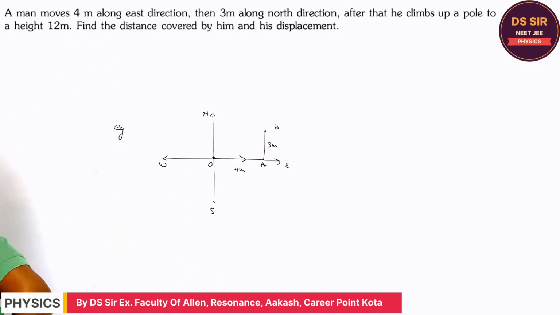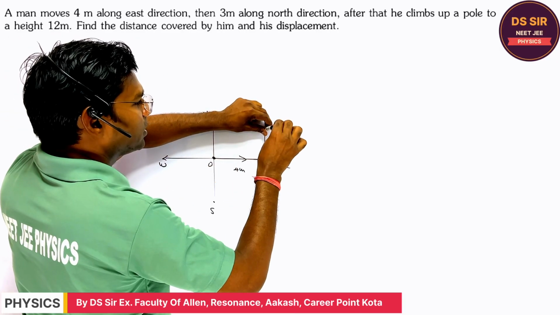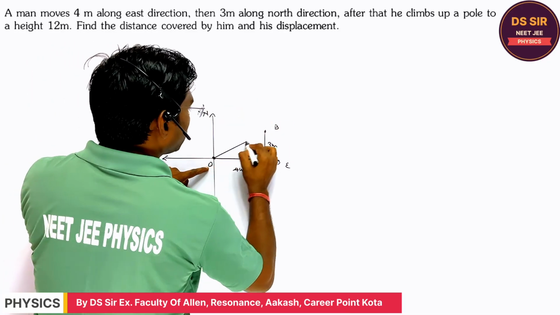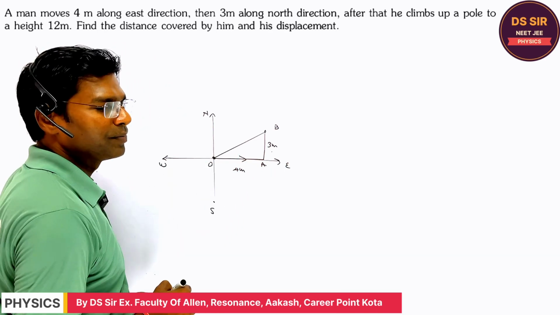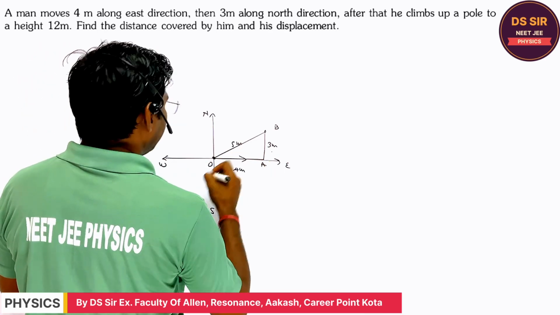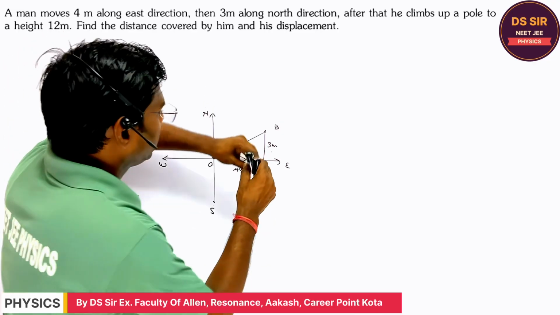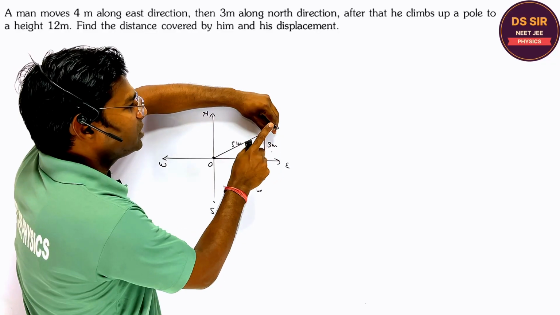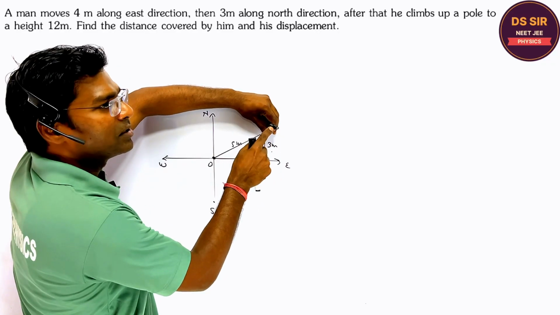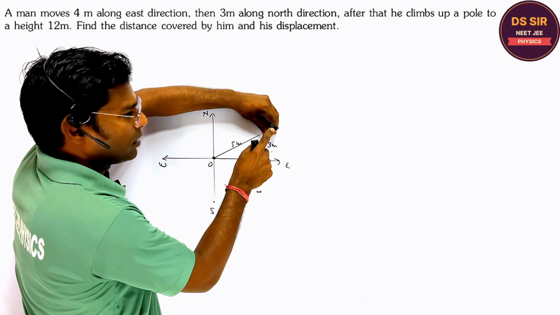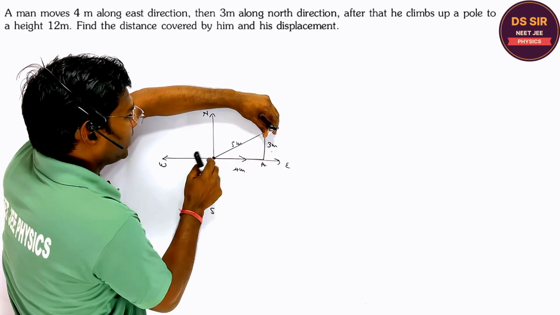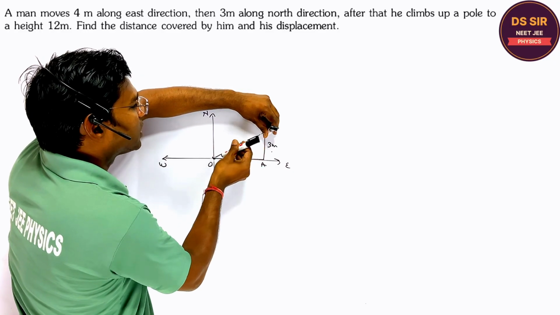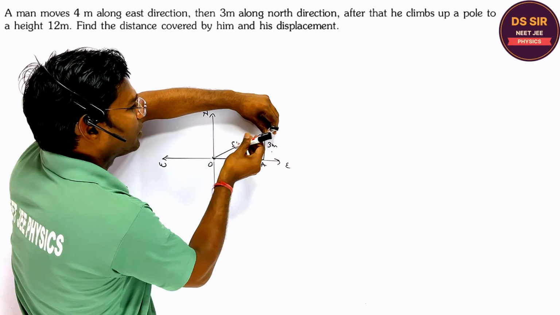So finally the person reached this point. If this is 4 and this is 3, can you tell me how much this distance is? 5 meter, right? And here is the pole, which he climbed. So this is the final position. And how much length is this? Say 12 meter. So what is the displacement? The line joining the initial position to the final position. This is the displacement. Is it clear or not?